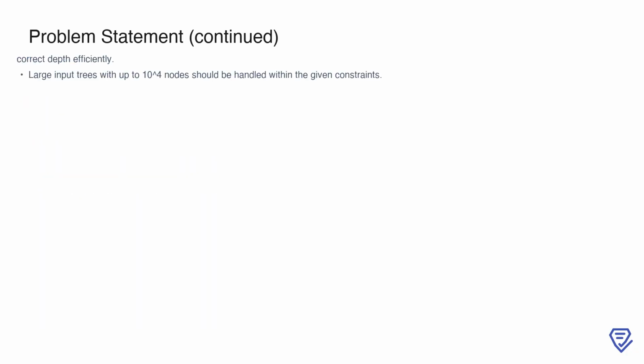Finally, let's discuss the constraints and edge cases for this problem. The number of nodes in the tree can range from 0 to 10,000, meaning the solution needs to handle very large trees efficiently. Each node's value is an integer, so we don't need to worry about other data types. For edge cases, if the tree is empty, the output must be 0. If the tree consists of only one node, the output should be 1.